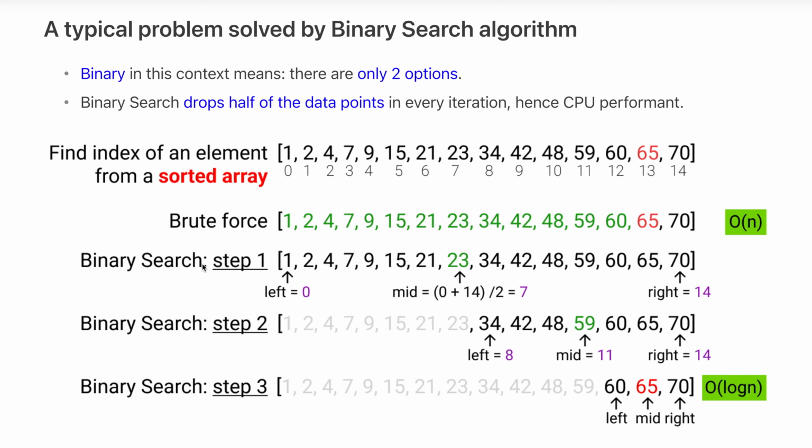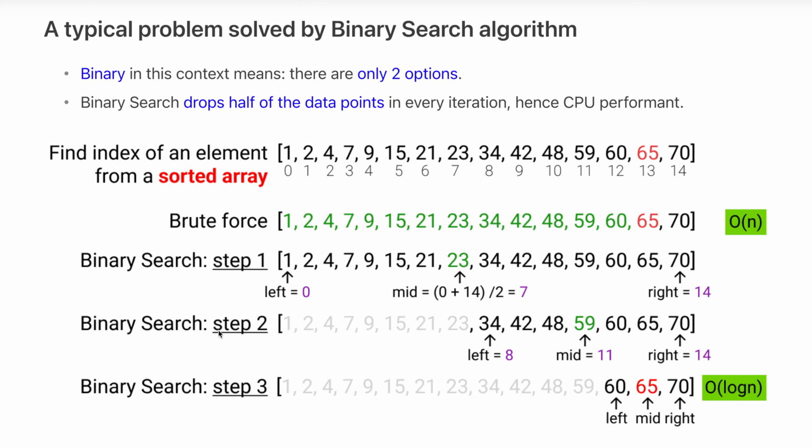Binary search takes advantage of the fact that this array is sorted. Because it's sorted in increasing order, the element 23 we have here effectively divides the array into two parts, the left of 23 and the right of 23. And because the array is sorted, we know the left of 23 is always smaller than 23, and the right of 23 is always bigger than 23. And the number we're looking for, which is 65, must be in one of these options. In this case, it's in the right of 23.